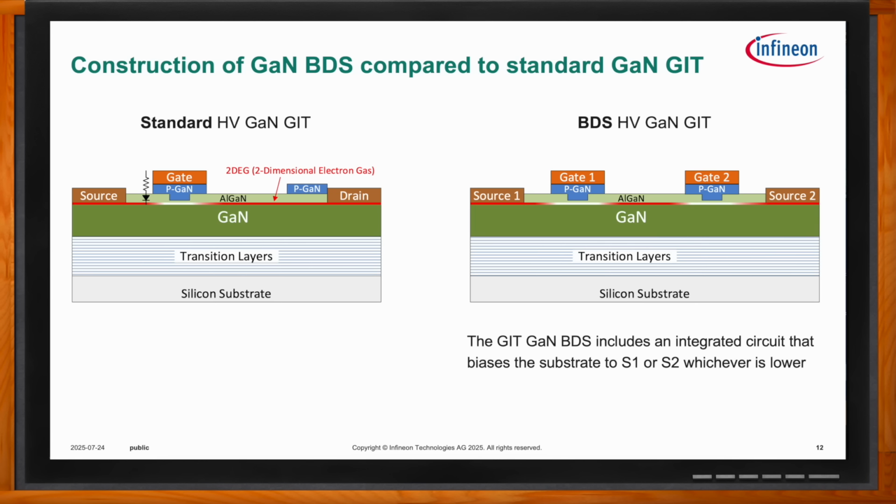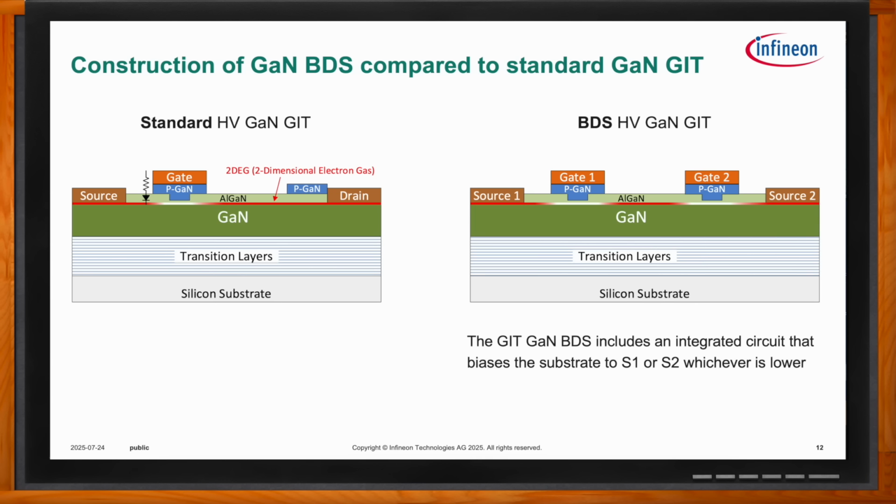Note that in a standard GIT, the substrate is connected to source. So there's an internal connection that takes care of that. However, when I now have two sources, which one do I connect to? To solve that issue, there is a built-in integrated circuit that connects the substrate to either source 1 or source 2, whichever is lower. It's built in, you don't have to worry about it. The device takes care of itself, but it does take up a little bit of extra die area.